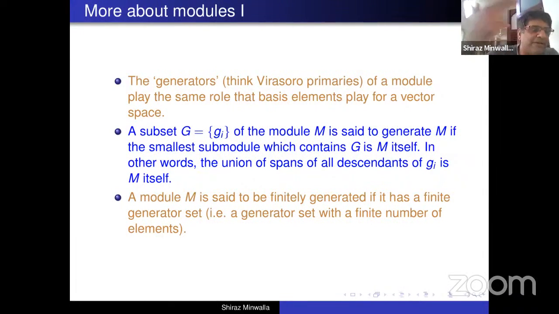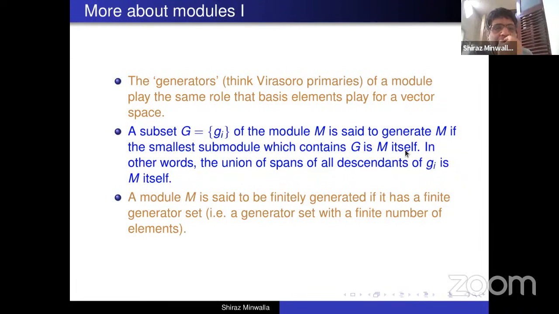Finally, last two abstract definitions, then we go and explain how this plays into it. Suppose I have a subset G made up of some elements of the module. This subset G of the module M is said to generate M if the smallest submodule which contains G is M itself.